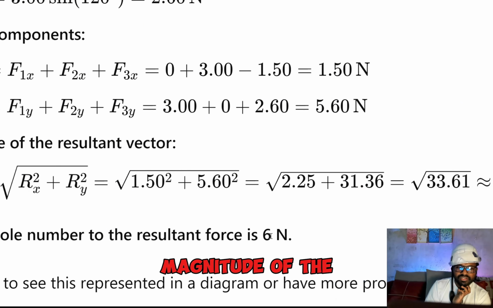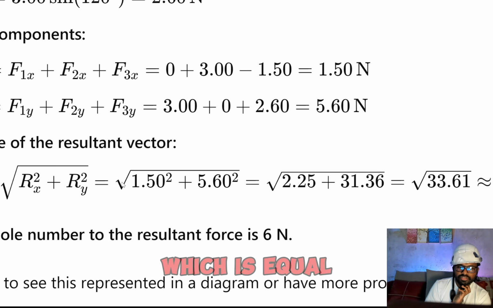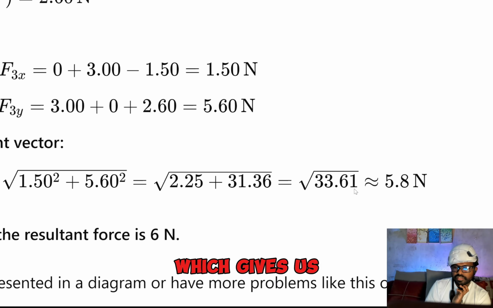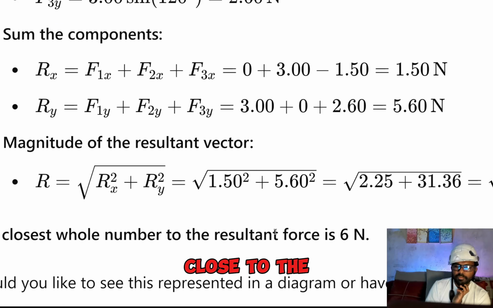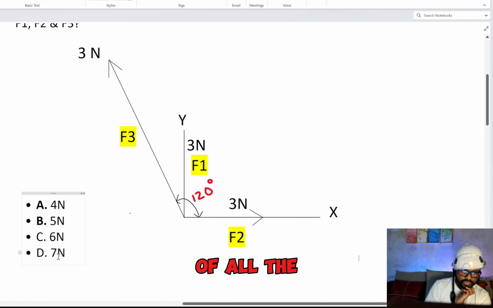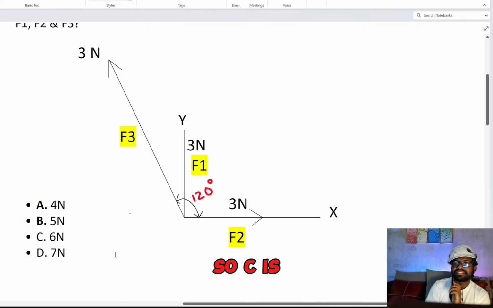So the magnitude of the resultant vector is equal to the root of Rx squared plus Ry squared, which is equal to the root of 1.5 squared plus 5.6 squared, which gives us the root of 33.61, which is equal to 5.8 newtons. This is very close to the approximate resultant force of 6 newtons. So if you take a look at the problem here, out of all the 4 options, option C is the closest one. So C is the correct answer.